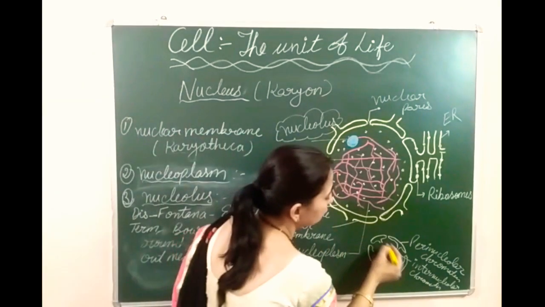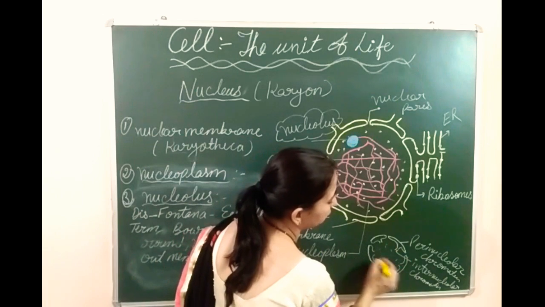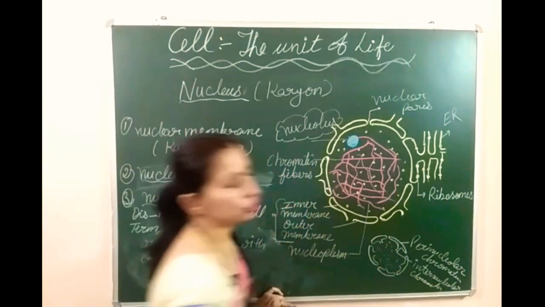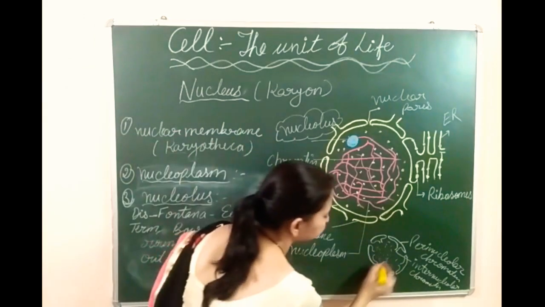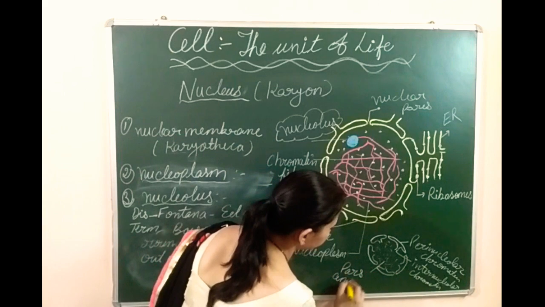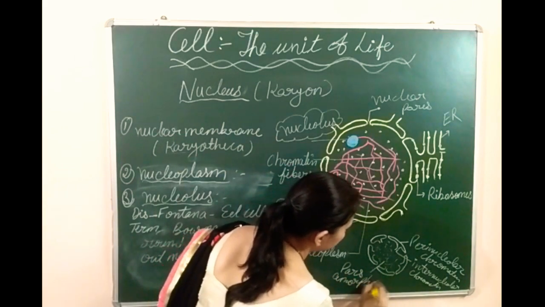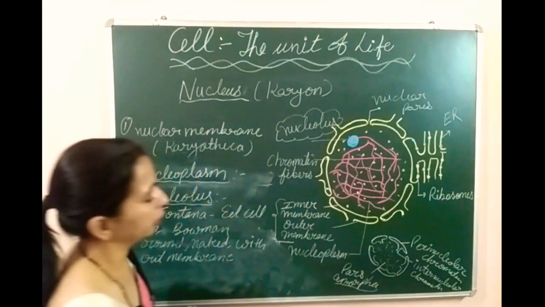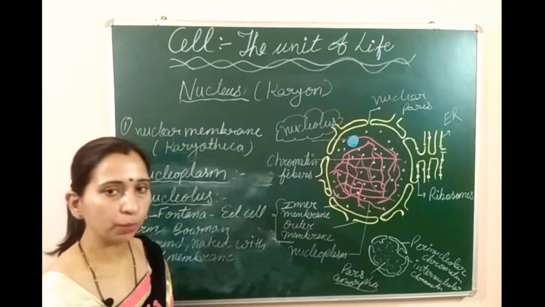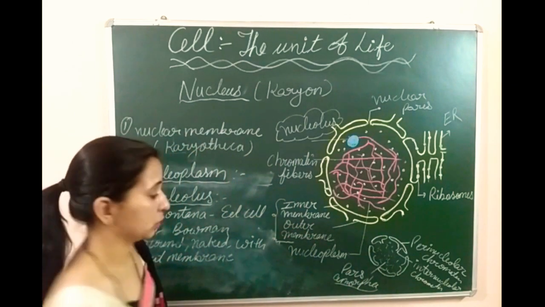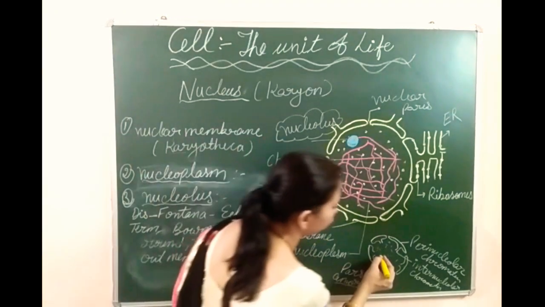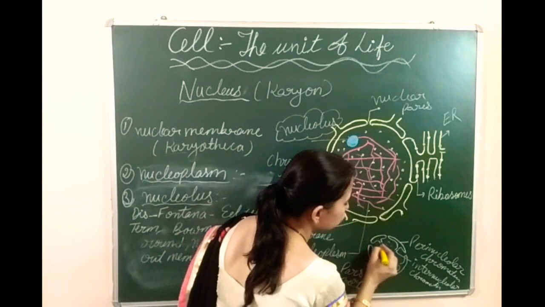Inside this, an amorphous fluid material is filled, which is known as pars amorpha. This pars amorpha is filled inside the nucleolus. अंदर nucleolus के अंदर present होता है pars amorpha. This is the amorphous material, and with this pars amorpha, some granules are also present.